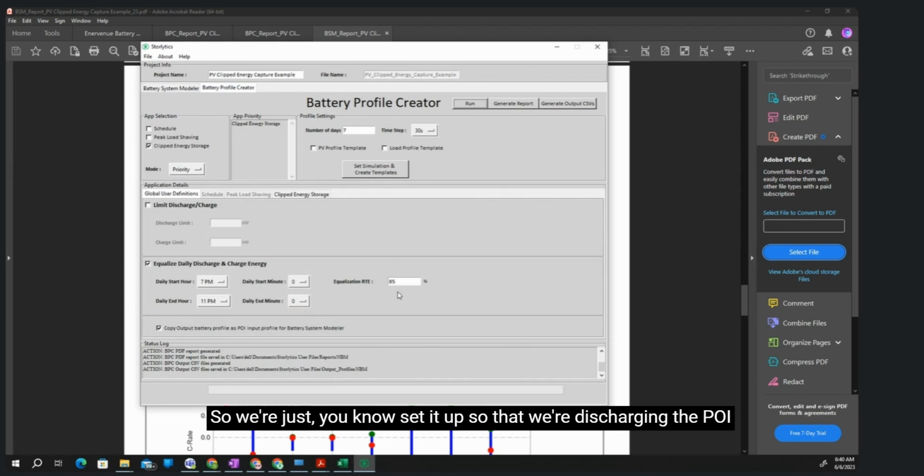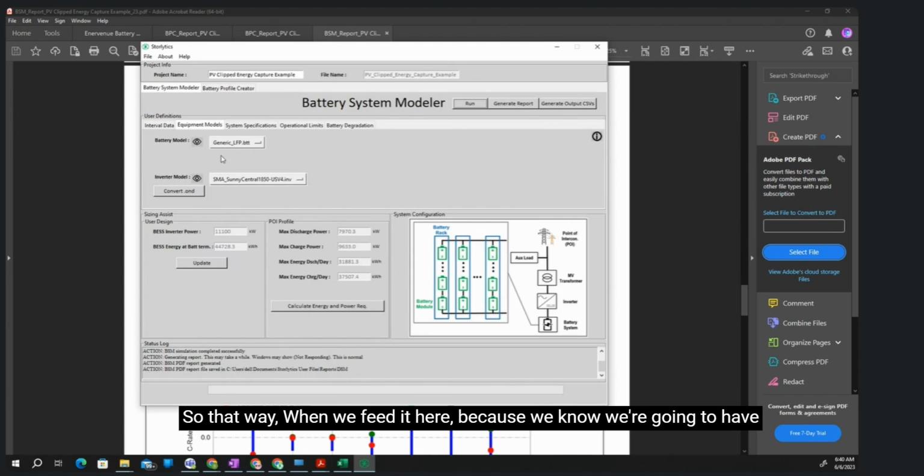So we're just setting it up so that the POI profile that we create is discharging 75 or 85% of what it charges. That way, when we feed it here, because we know we're going to have losses in the medium voltage transformer, in the inverter, in the battery, when these losses happen, they're already, in the sense, accounted for.